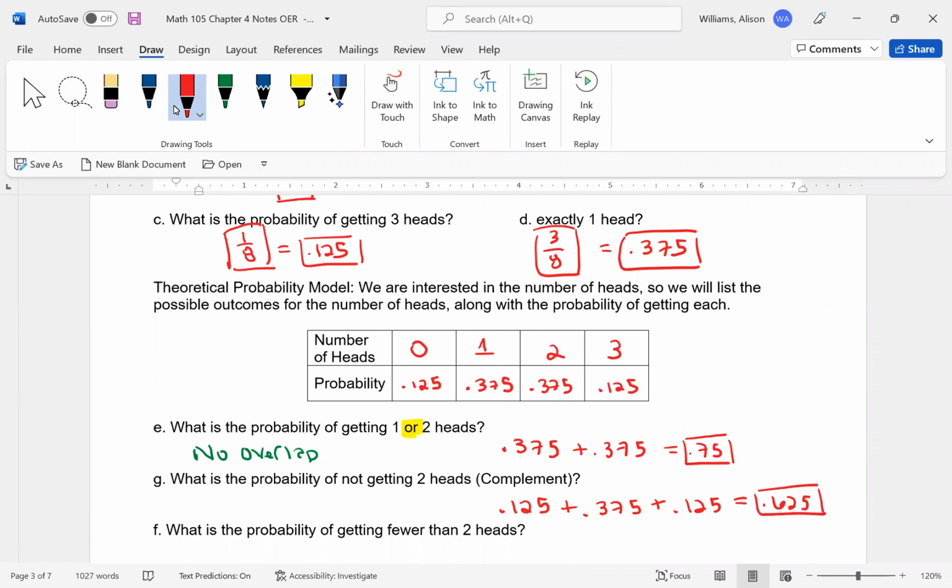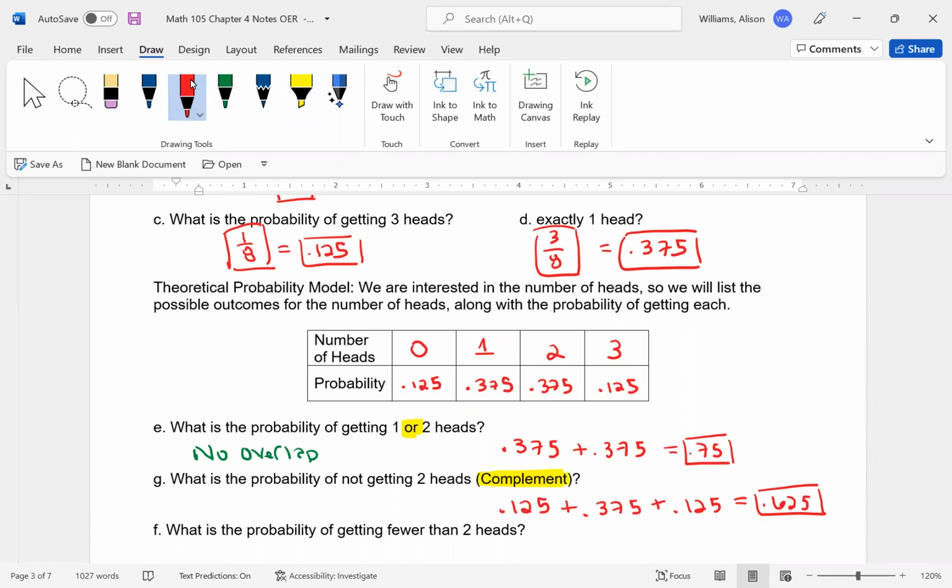But they use this phrase here, complement. And that refers to a certain way of calculating, meaning it's like the opposite of what we're looking at, what's not in that category. So when they are asking for the probability of not getting 2 heads, that means we're basically excluding this category completely. We want everything but that category. So we're looking outside of that. That's what's called a complement in probability.